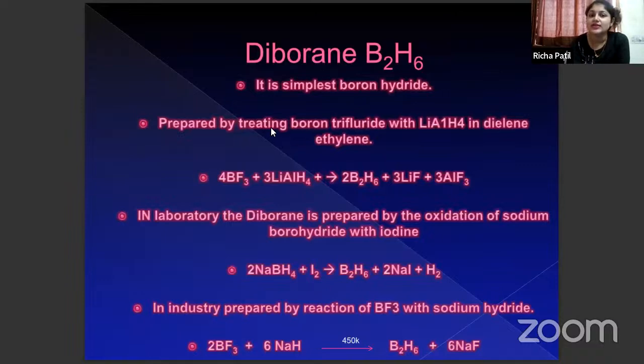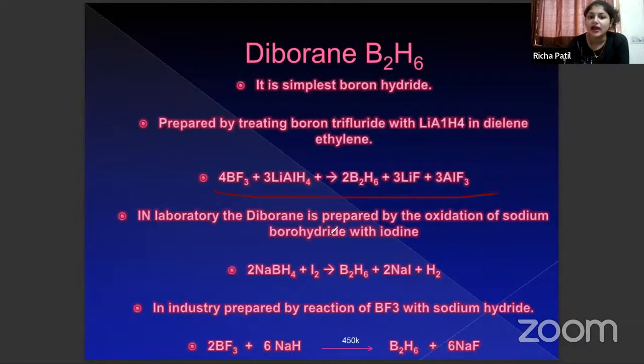So how is it prepared? By treating boron trifluoride with lithium aluminum hydride in diethyl ether. Just see the reaction here. So the reaction goes like this. The reaction is given, so go through the reaction. This is the preparation of your diborane.